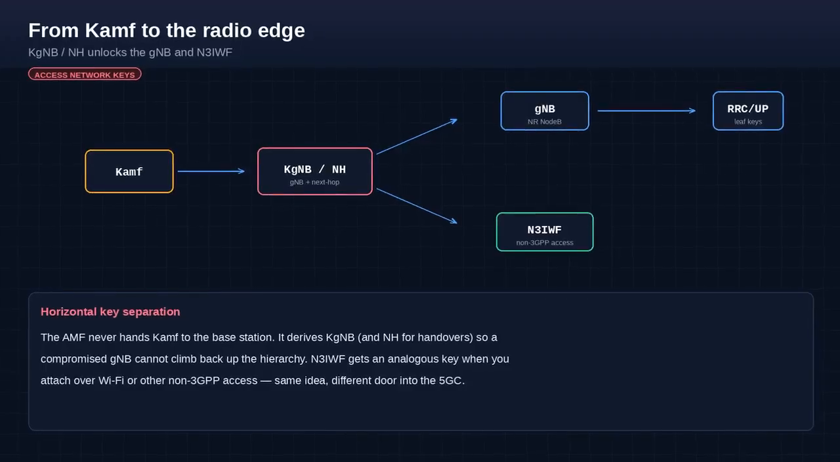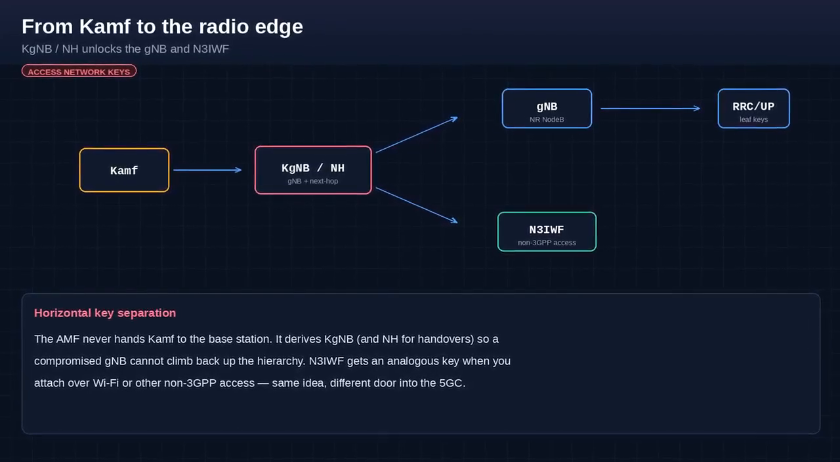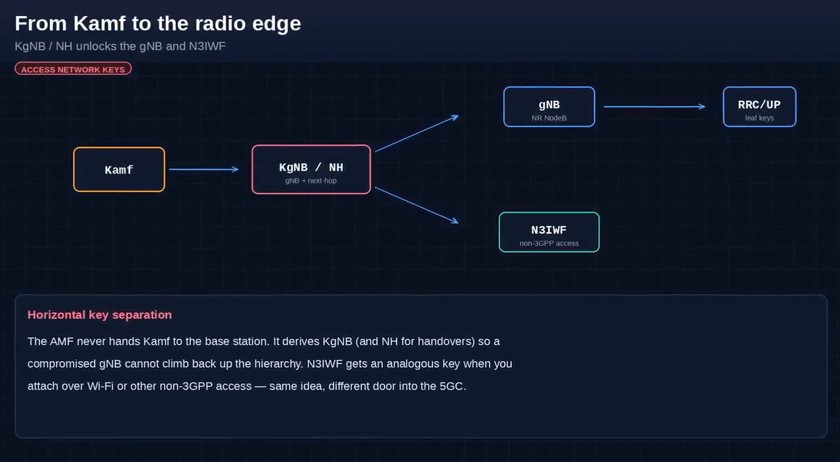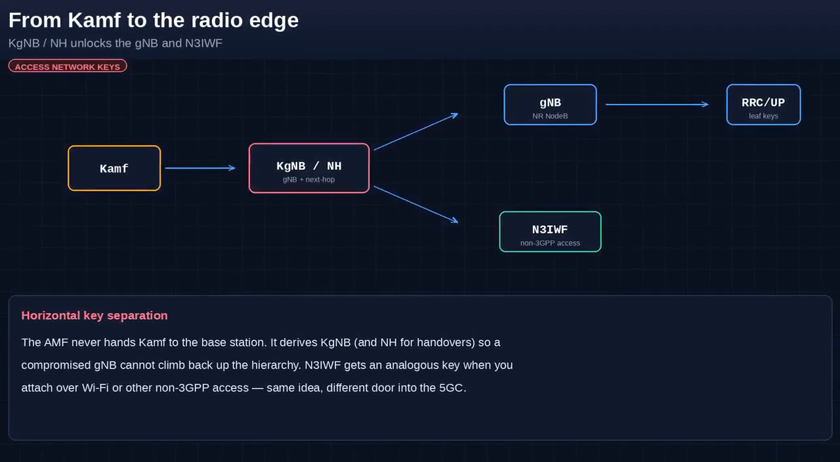KAMF still lives in the AMF, not the base station. The gNB must not receive KAMF. If it did, a single compromised tower could impersonate the core. So the AMF derives a dedicated access key, KgNB, and alongside it the next hop key material, often written NH on the diagram.